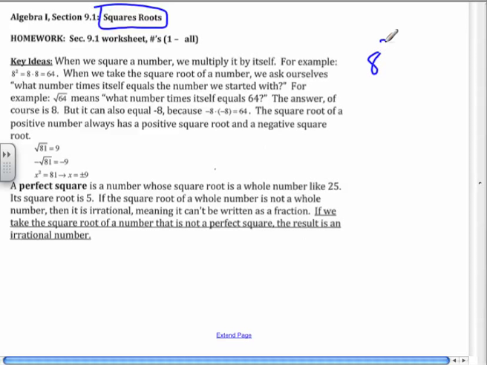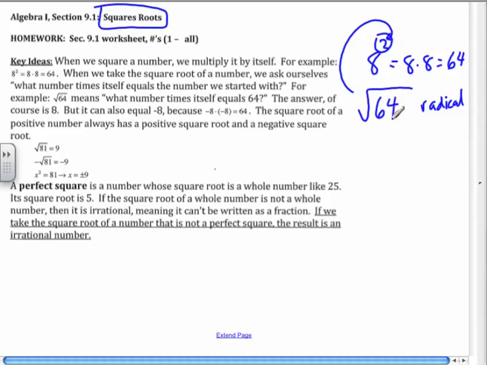If I square a number, 8 squared, that means 8 times 8 is equal to 64. But what we're going to talk about today is this little symbol here. It's called a radical, all right? And it undoes the squaring. I wanted to undo the square, and this does that. So the square root of 64 is equal to 8.